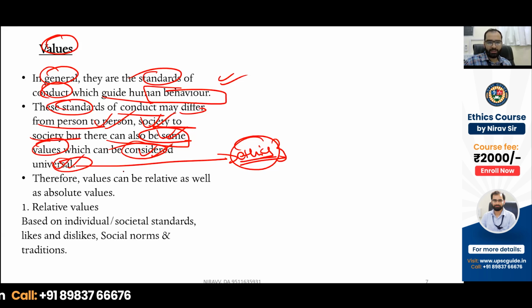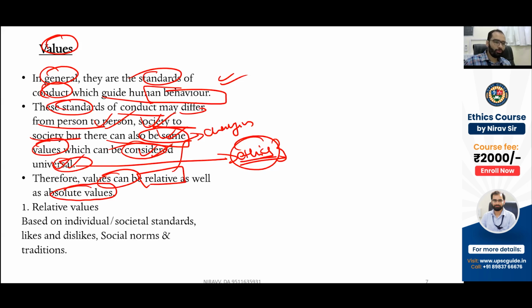Are you understanding this? Therefore values can be relative, that is they can be changing from society to society, person to person, as well as values can also be absolute. Are you understanding this? Values can also be absolute. Do you agree to this or not? Yes or no? Do you agree to this? Yes or no? Everybody in the class. Yes, everybody in the class.